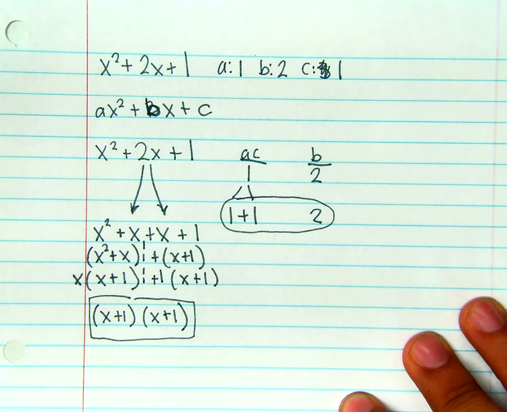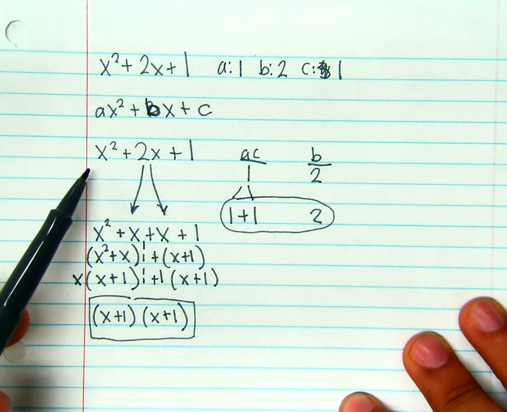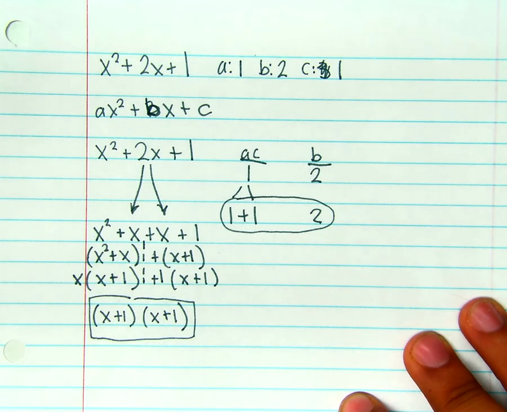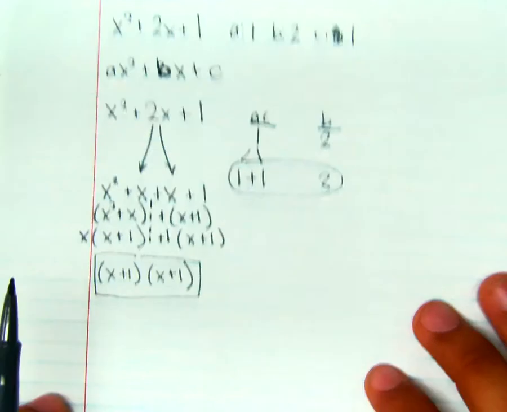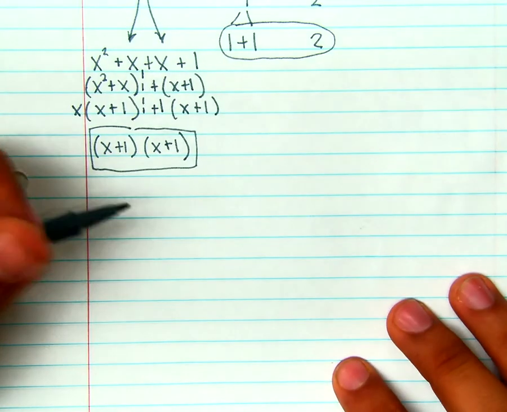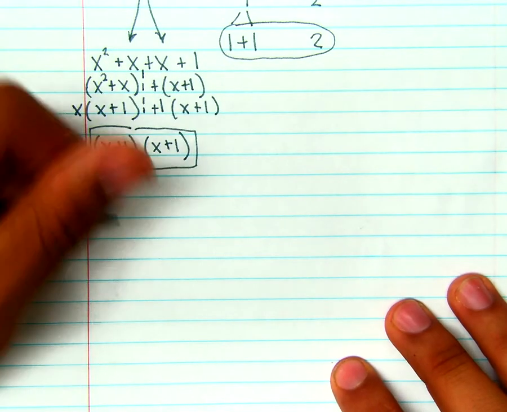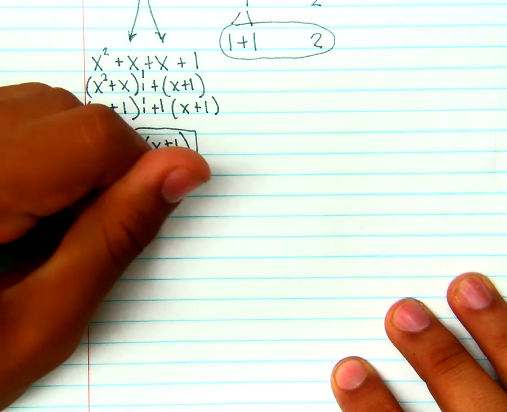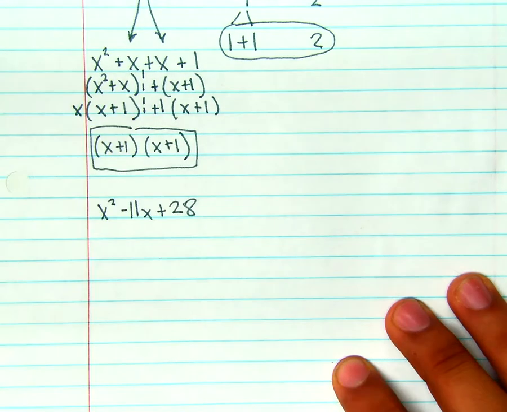So how hard was that? Not that bad, right? It's almost a review of what we did yesterday. The only difference is we're starting with a trinomial and we're splitting this middle term. And we do that through the AC method. So the next example that we're going to do is x squared minus 11x plus 28.